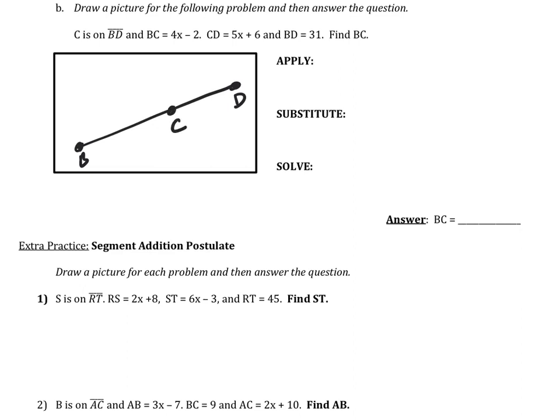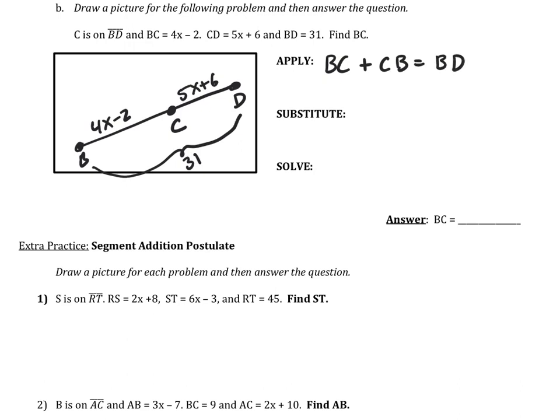Then it gives us some measurements. BC is 4x minus 2, CD is 5x plus 6, and BD is 31. So that's the whole big segment. I'm just going to go ahead and mark that. Okay, so we're going to start with that apply step. So my two little segments, BC plus CD equals my big segment, BD.